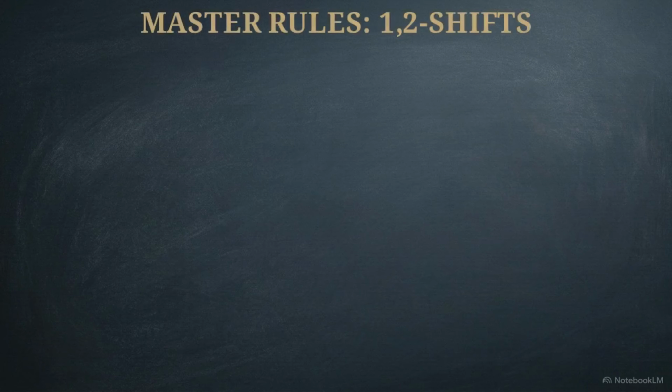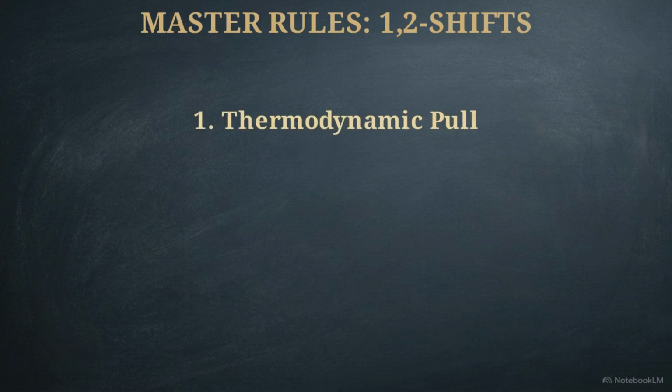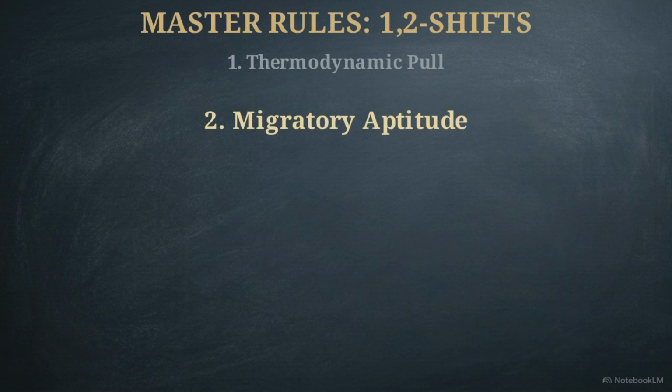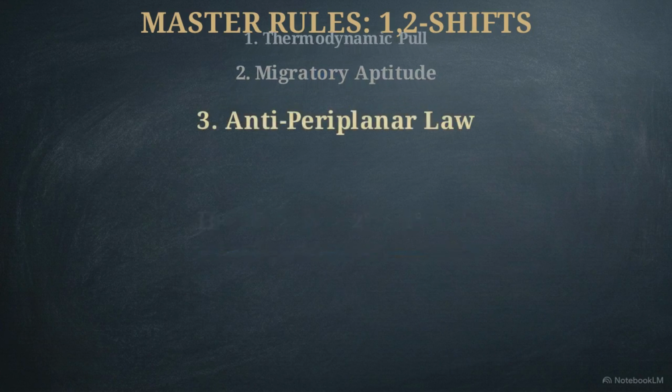This dynamic checklist summarizes the 3 master rules for predicting structural shifts. First is thermodynamic pull. Structural migrations are driven by the molecule's need to stabilize a positive charge, relieve steric strain, or achieve rearomatization. Second is migratory aptitude. When multiple groups can move, they follow a hierarchy of charge stabilization, moving from hydrogen down through phenyl, tertiary, secondary, and primary groups.